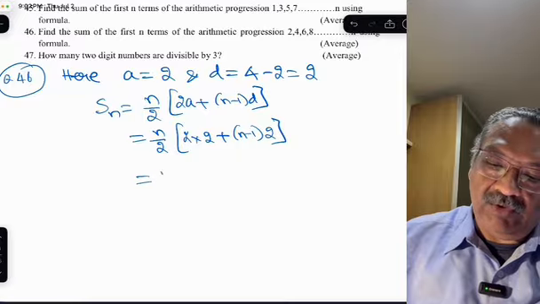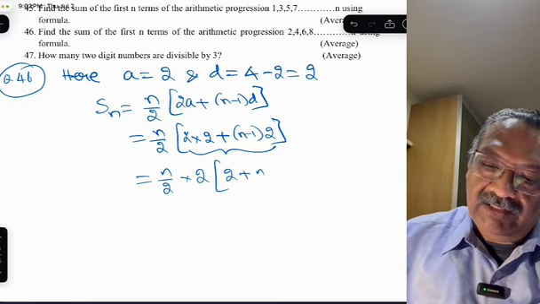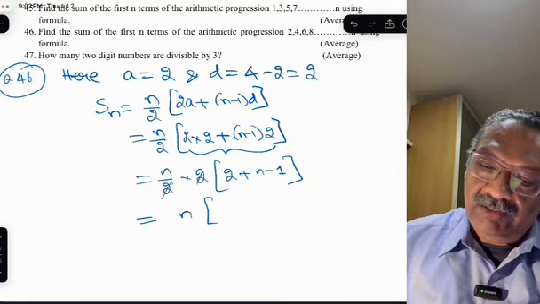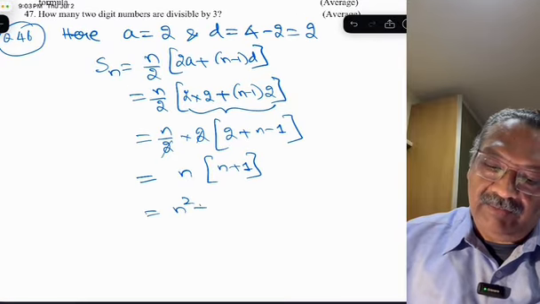So I will bring 2 outside common, n by 2 into, taking 2 common, 2 plus n minus 1 is equal to, 2 cancels, n into n plus 1, or n square plus n is Sn.